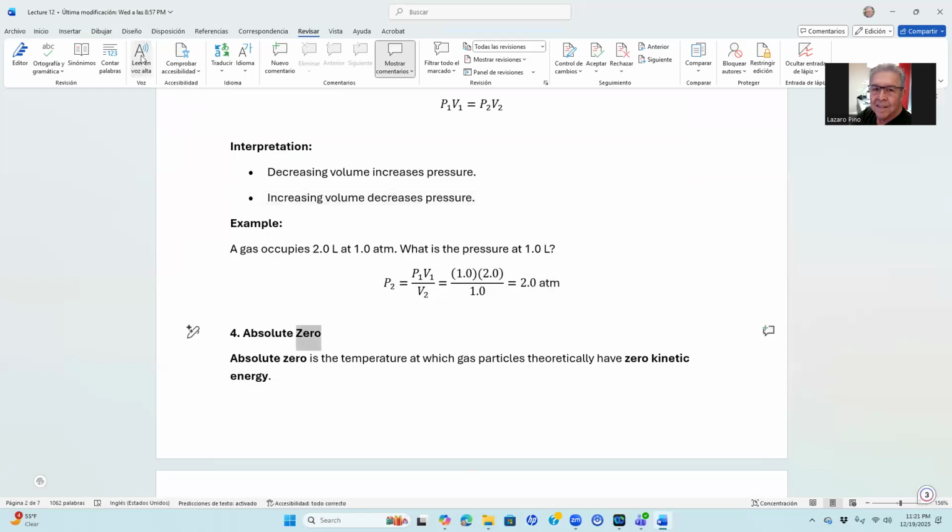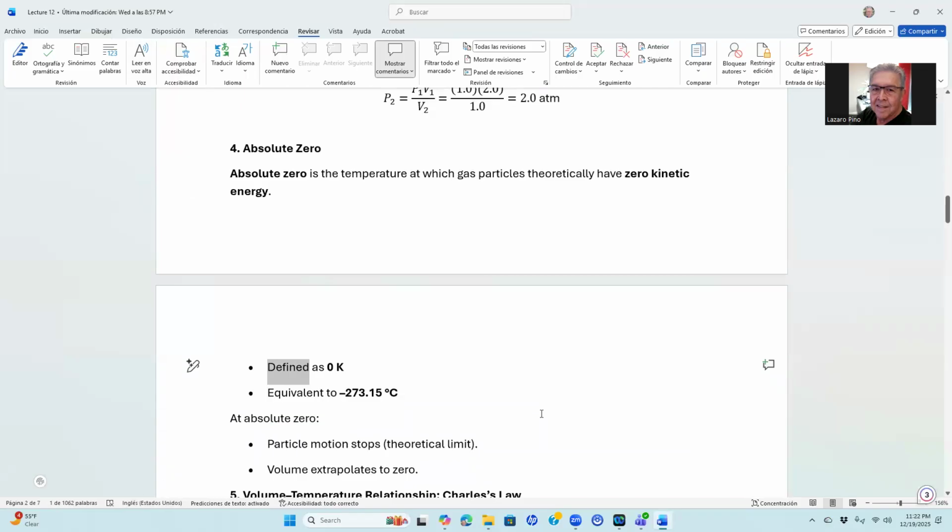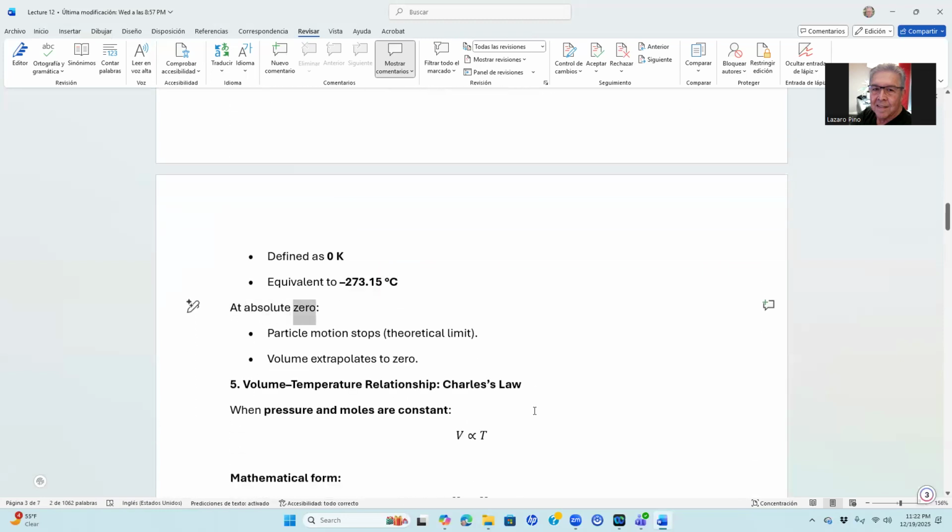Absolute zero. Absolute zero is the temperature at which gas particles theoretically have zero kinetic energy, defined as 0 K, equivalent to minus 273.15 degrees Celsius. At absolute zero, particle motion stops, the theoretical limit. Volume extrapolates to 0.